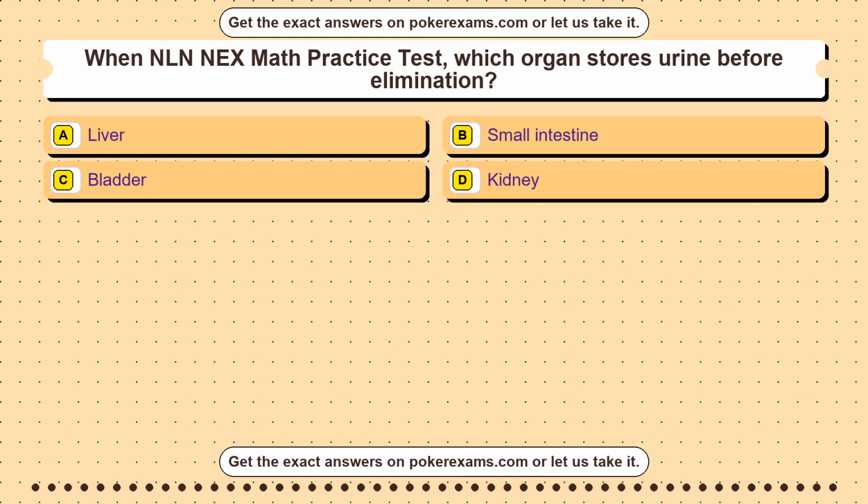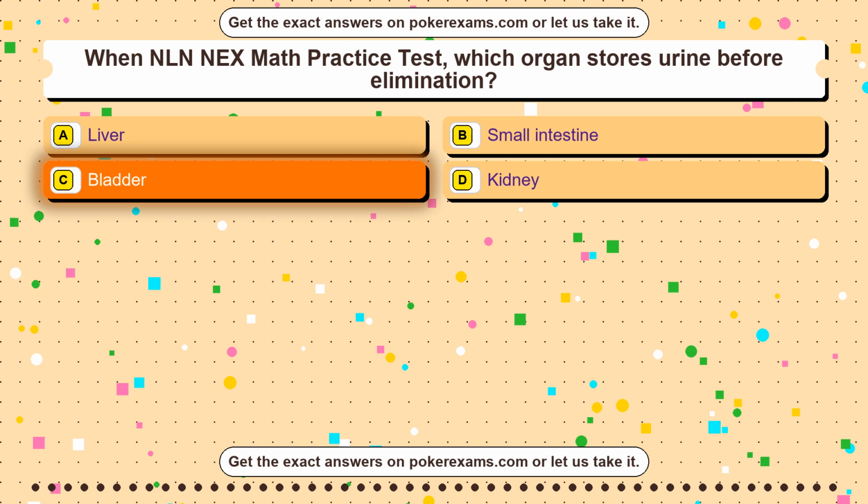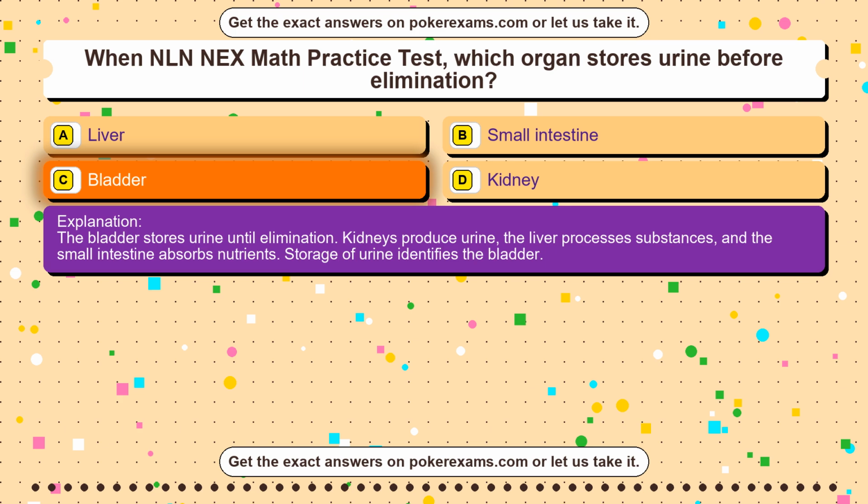Question 39. NLN NEX practice test: which organ stores urine before elimination? Option A. Liver. Option B. Small intestine. Option C. Bladder. Option D. Kidney. The correct answer is option C, bladder. The bladder stores urine until elimination. Kidneys produce urine, the liver processes substances, and the small intestine absorbs nutrients. Storage of urine identifies the bladder.